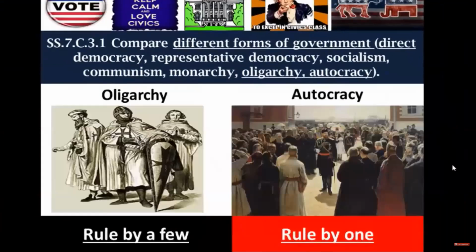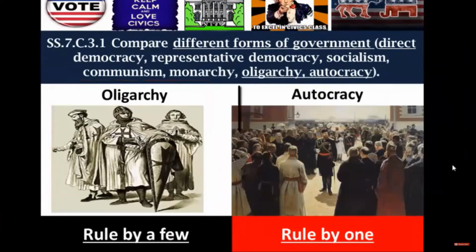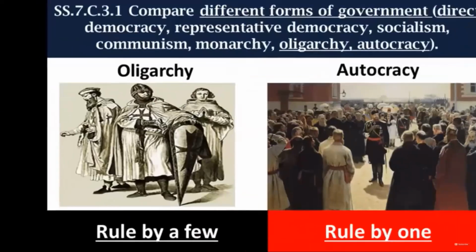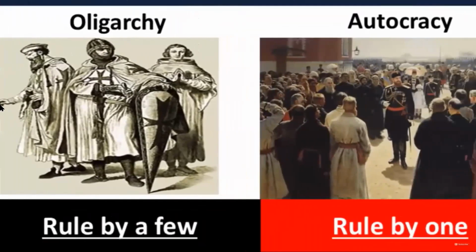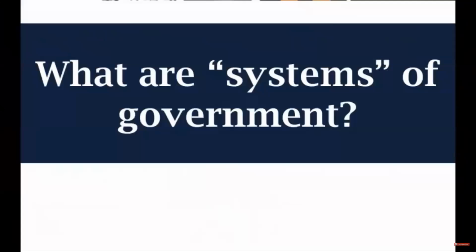Two other words you need to know that describe forms of government are oligarchy, which is ruled by a few, and autocracy, which is ruled by one. And these words can describe how the different forms operate. Your next question, what are systems of government?